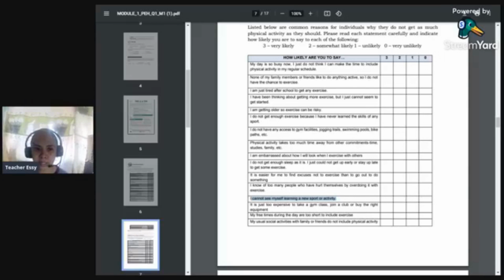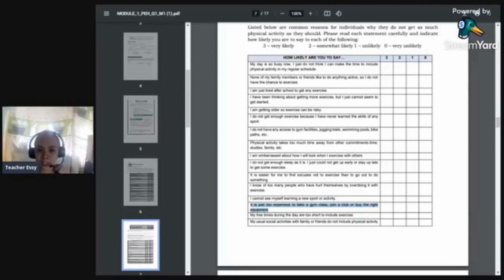Next is, what number are we in? Yes, we're at number 14. It is just too expensive. You have to take a class or join a club or buy the right equipment. That's number 14. So number 14, masyadong mahal. Bibili ka pa ng bike, bibili ka pa ng treadmill, bibili ka pa ng, what do you call that, weights. So do you think you would be saying this? It is just too expensive. That's why I don't do physical exercise.